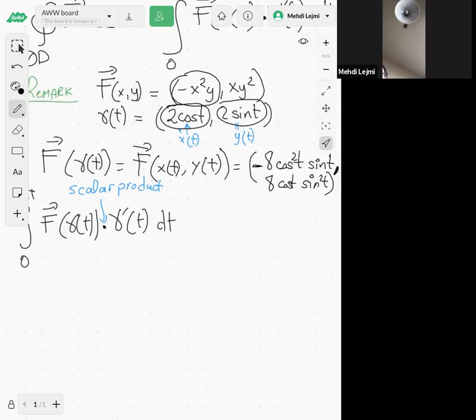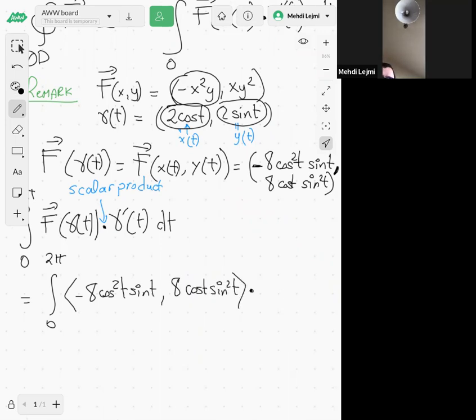So that will be equal to the integral from 0 to pi. The vector field f, we said, is negative 8 cosine square of t sine of t, 8 cosine of t sine square of t. Now, what will be gamma prime of t? Gamma prime of t is just the derivative of gamma of t, right? So the derivative of 2 cosine would be minus 2 sine, and the derivative of 2 sine would be 2 cosine, dt. Okay, and then you have the scalar product, right?